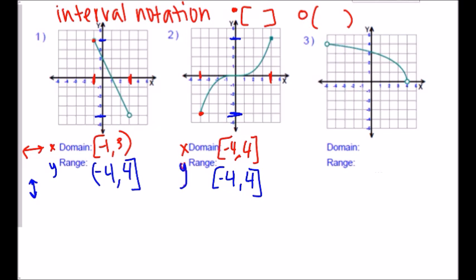Last example from me here, we've got domain x values left to right, so we're going from -6 all the way over to +4. Both of those are open circles, so they've got parentheses.